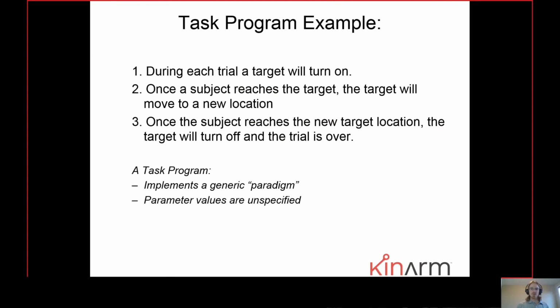Okay. So we're going to work through an example as we go through this talk, and this is the example program we're going to do. During each trial, a target turns on. Once the subject reaches to that target, the target moves to a new location, and once the subject reaches the new location, the target turns off and the trial is over. So it's a fairly straightforward example of a reaching task that we're going to work through.